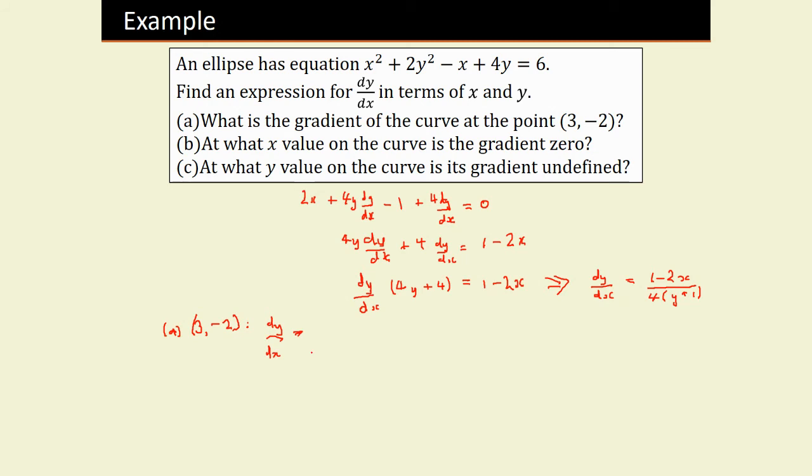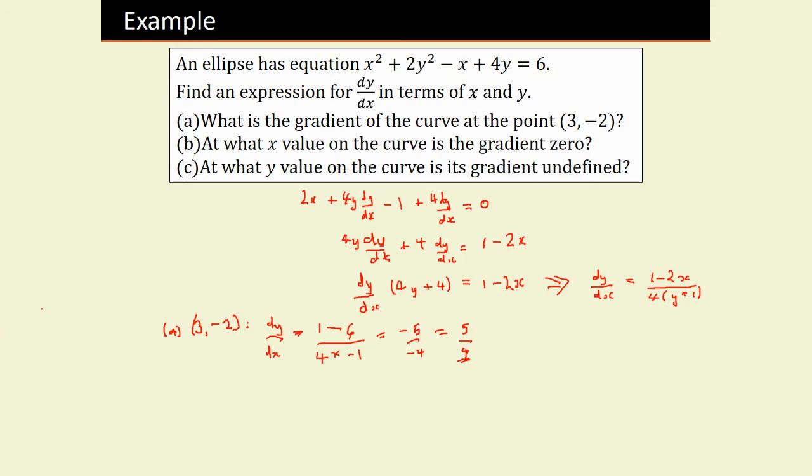So dy by dx is going to be 1 minus 2x, that's 1 minus 6, over 4 lots of y plus 1, 4 lots of minus 1. Okay, 1 minus 6 is minus 5. 4 lots of minus 1 is minus 4. So the gradient at that point on the curve is 5 over 4, or 1.25. Okay, just using the expression we got for dy by dx. That's what the gradient of the ellipse is at the point 3, minus 2.